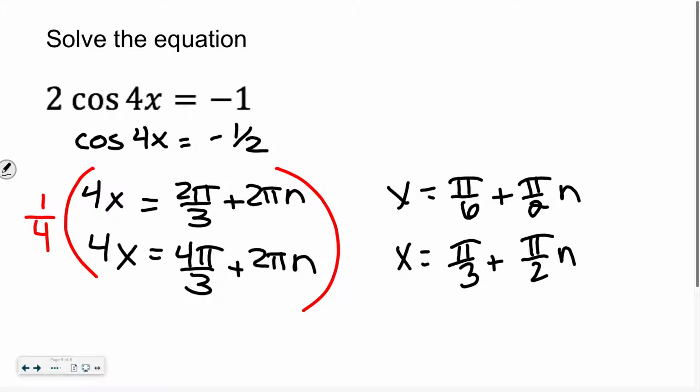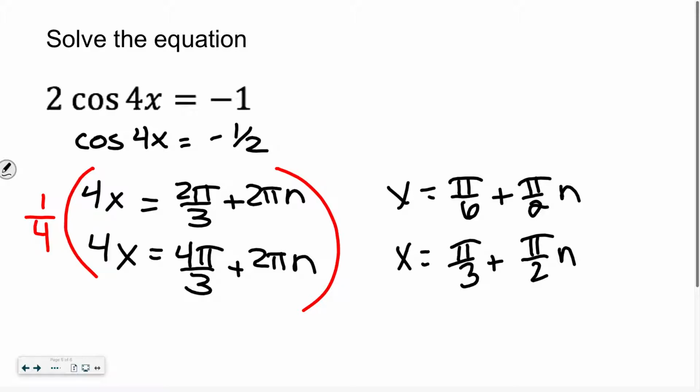Okay, now I want to take a little trip down memory lane about cosine graphs. Remember the parent graph of cosine had a period of 2 pi? Okay, how did you find the period for any sine or cosine graph? 2 pi over b. And where was b in the equation? Right in front of the x.